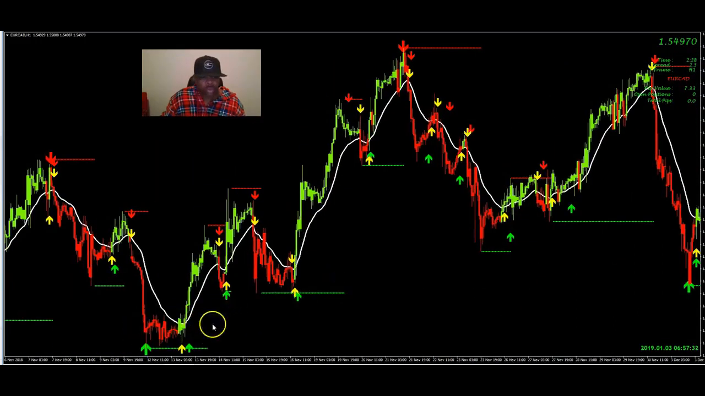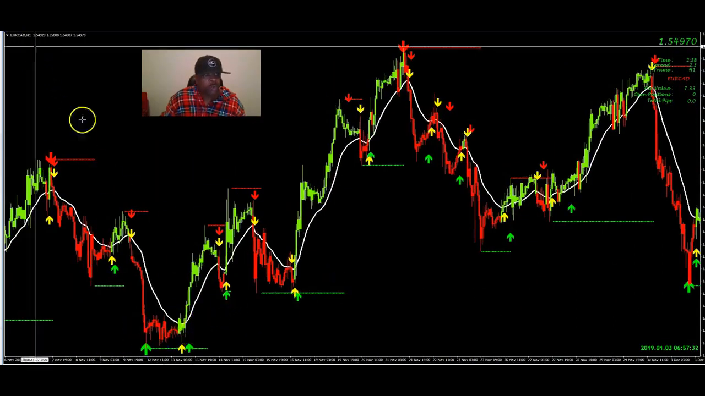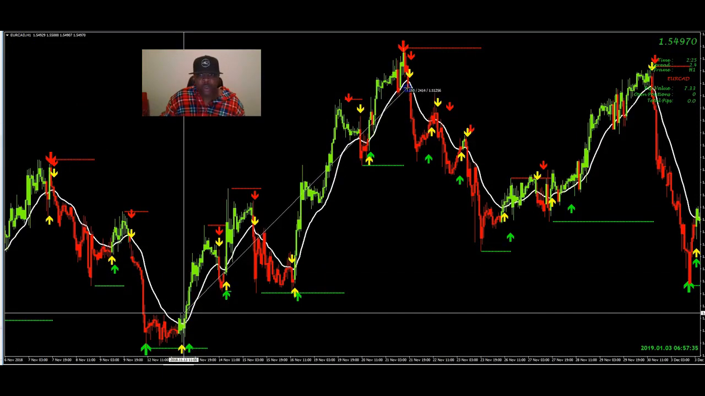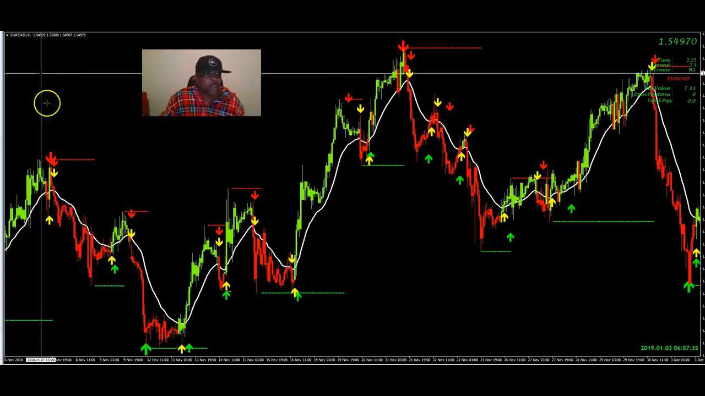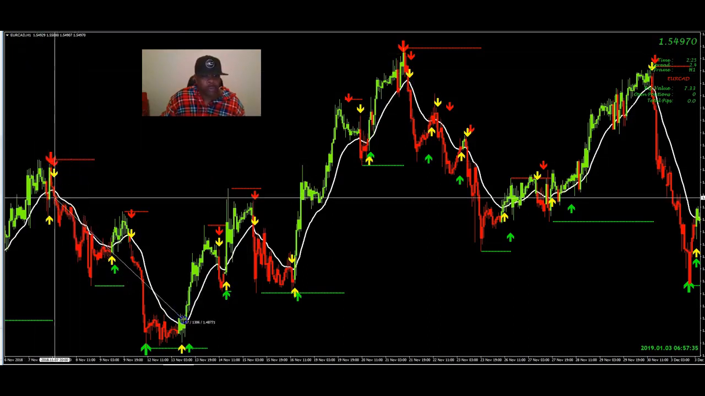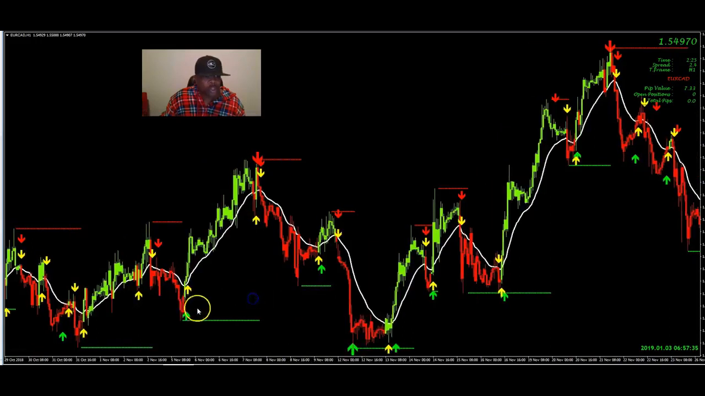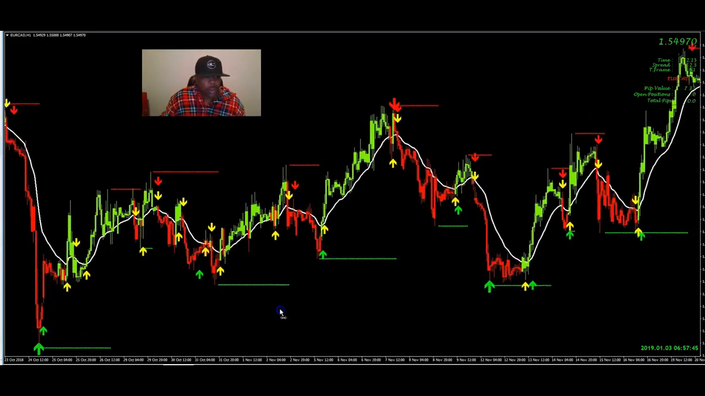Let's keep looking. Triple arrows right here. What do we see? Another move to the top. See, it just happens over and over again. 244 pips right here. Triple arrows to the downside. Here we go. Boom. Boom. 130 pips. We're just playing with one pair. I haven't changed it. I haven't changed nothing.